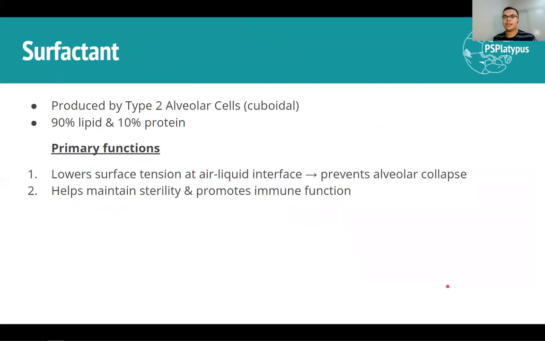So with all that being said, we're going to briefly touch on a couple of small nitty-gritty points. First of all, surfactant, we already talked about how it's produced by your type 2 alveolar cells, which were those simple cuboidal cell types. And in terms of what it's composed of, it's about 90% lipid and 10% protein. Its primary function, as we talked about earlier, is to lower surface tension at the air-liquid interface, therefore making the lungs more compliant and easier to expand. Without it, we would have alveolar collapse. So it's really essential that we have surfactant. It also has a smaller role of helping maintain sterility and promoting immune function as well.